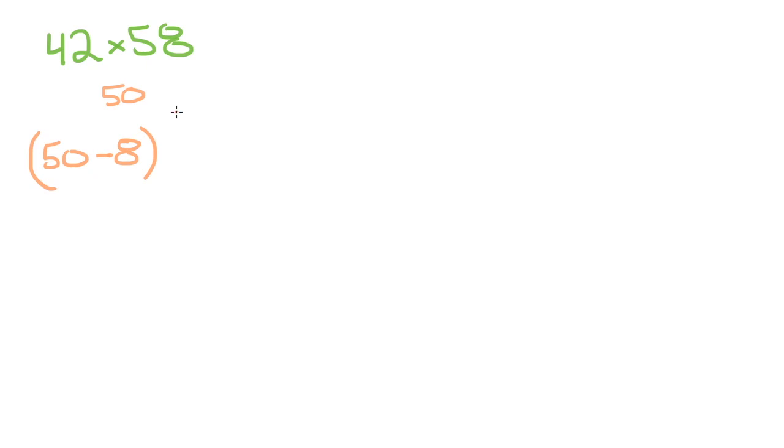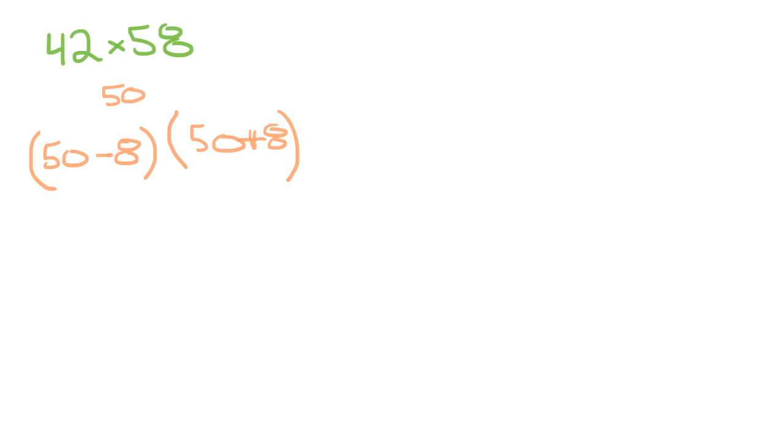And for the other one, I'm going to go 50. I'm going to add 8, because if we go 50 plus 8, that's still going to get me 58. Does that make sense? Yes, great. Now I'm going to do that really cool difference of two squares thing.